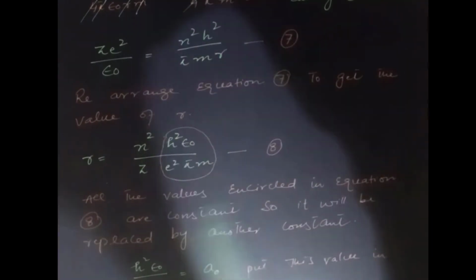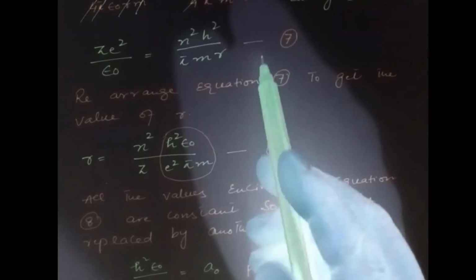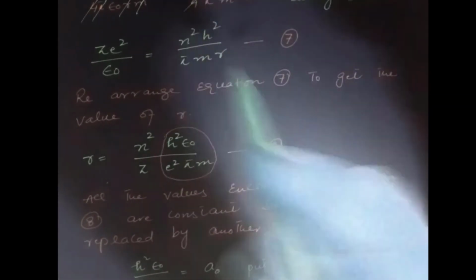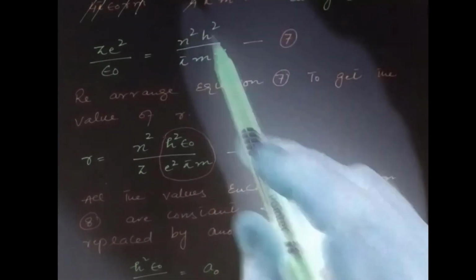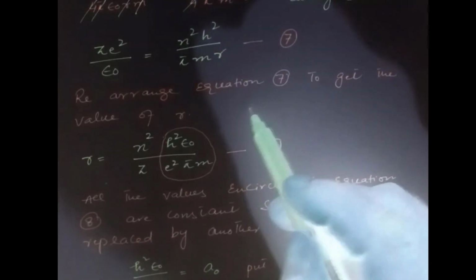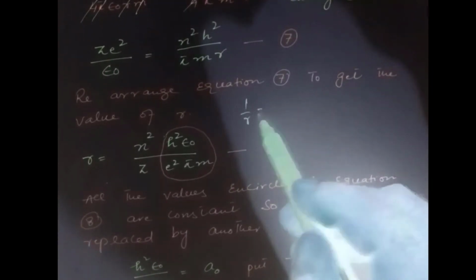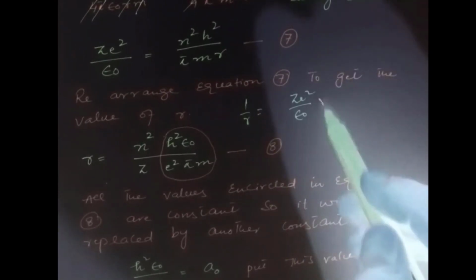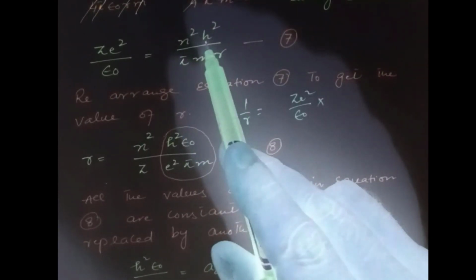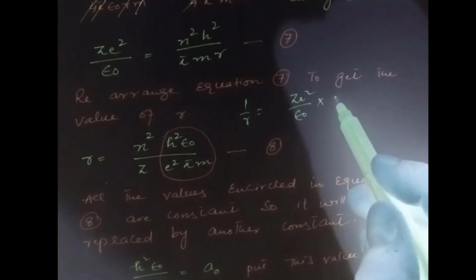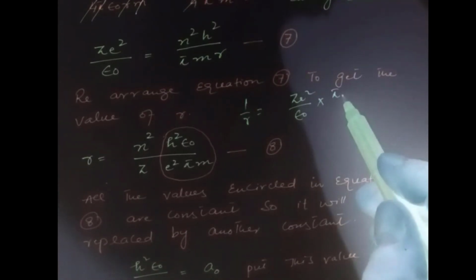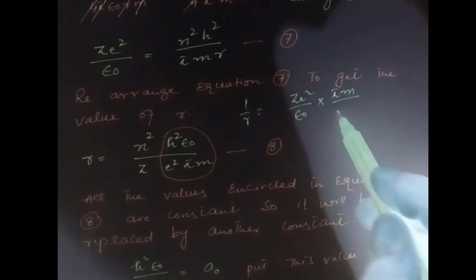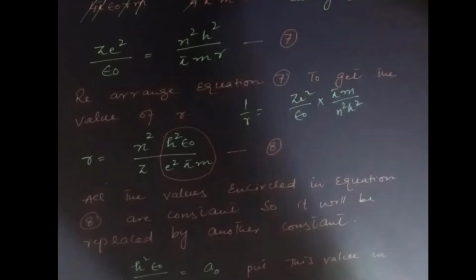Now if I write this in two steps, this equation number 7 can be written in this form, where we get all the values on the right side towards the left side. So 1 over r is equal to Z e square, epsilon naught is already present, and that will be multiplied by, when it goes to the other side, it will be inverted, pi m divided by n square and h square.